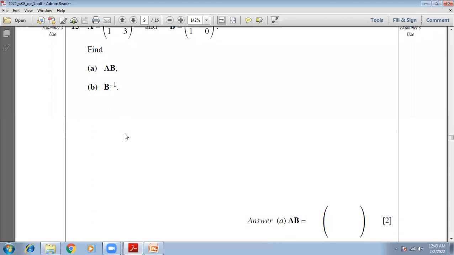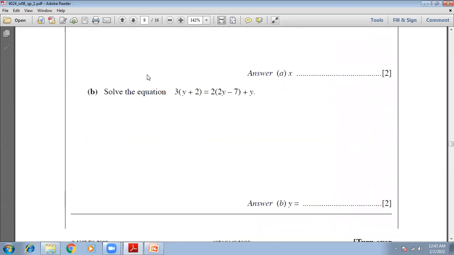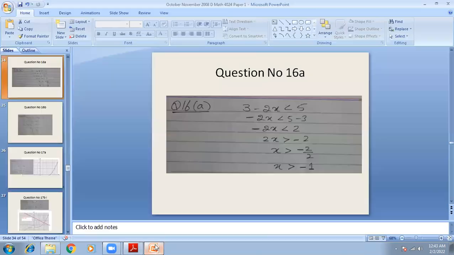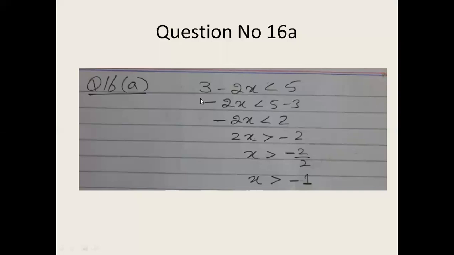Okay, so the next question, and it is also a 4 marks question. He says, solve the inequality 3 minus 2x less than 5. So I will take this 3 to the other side. So you will have minus 2x less than 5 minus 3, that will be 2. Then we will divide both the sides with the -2.